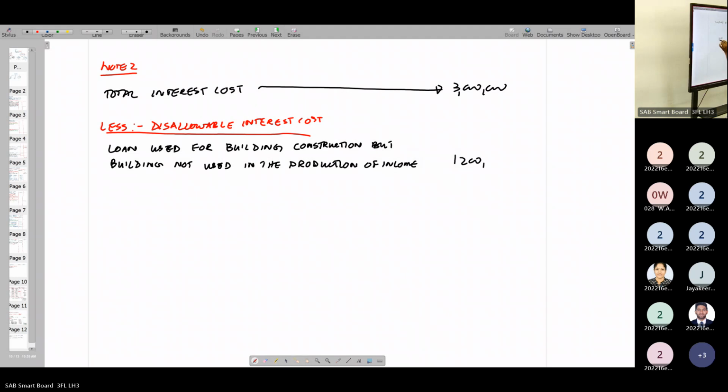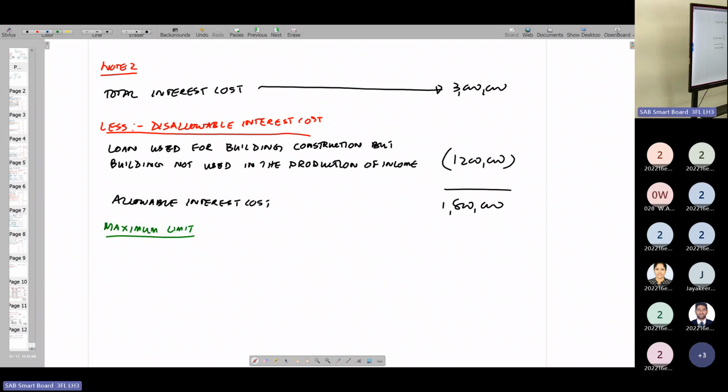$1.2 million. Then allowable interest cost 1.8 million. This company, maximum amount. How much can we claim? Allowable finance cost.